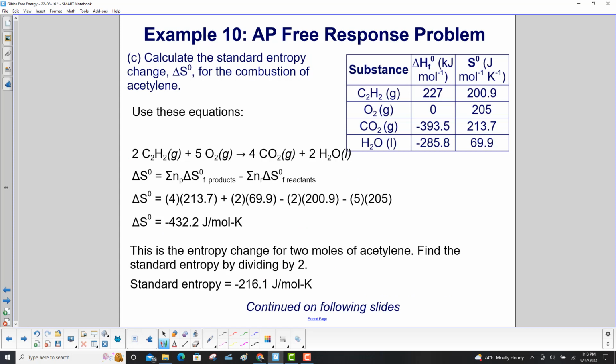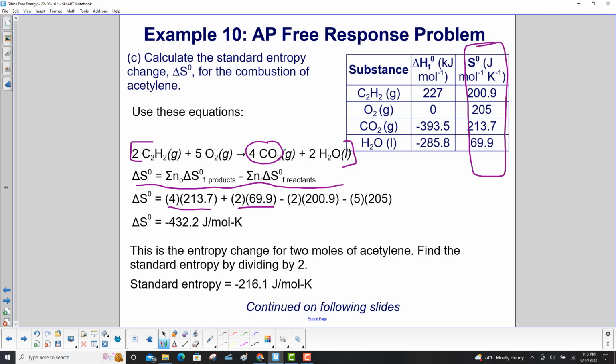Calculate the standard entropy change for this reaction. Start with our equation here, the balanced equation. And this looks very similar to the enthalpy, except instead of an H, we have an S. So let's go ahead. The products, 4, that would be CO2, and 2 for water. So we get the chart numbers right here.